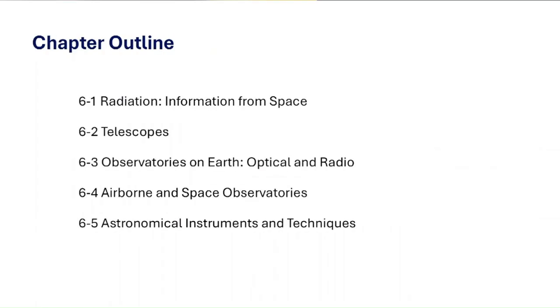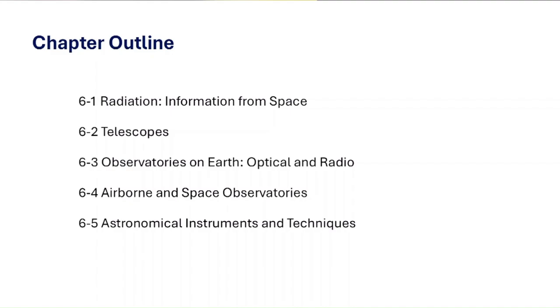So here's how the chapter is structured. We start with radiation, information from space, which explains how light carries information from distant objects. So this sets the foundation for everything else. Then we dive into telescopes, learning the principle behind them and how they collect light. Next, we will look at the observatories on Earth, covering both optical and radio telescopes, and consider what advantages and challenges come with being on the ground.